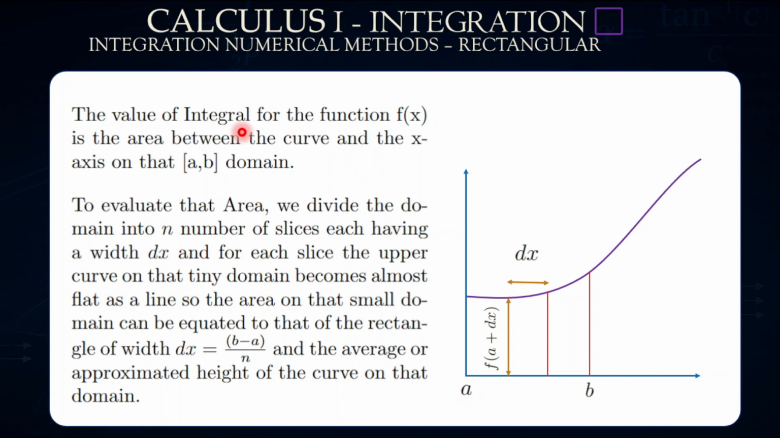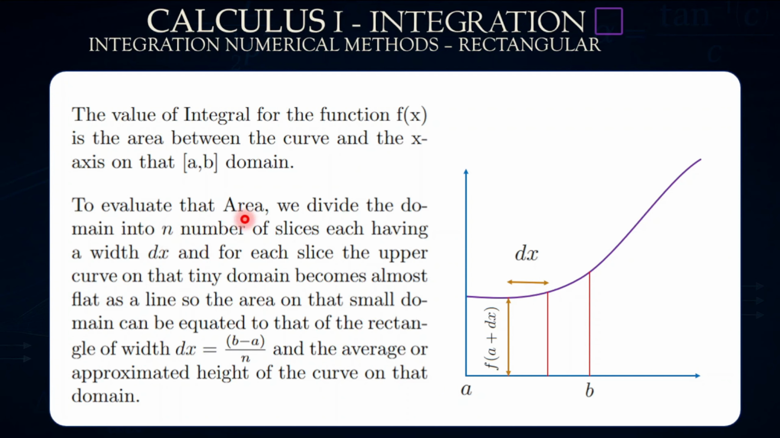The value of the integral for the function f(x) is the area between the curve and the x-axis on that a to b domain. What we're going to do is slice that domain into different rectangles, and for each rectangle we're going to measure its area. The sum of these areas will be approximately the value of that integral.